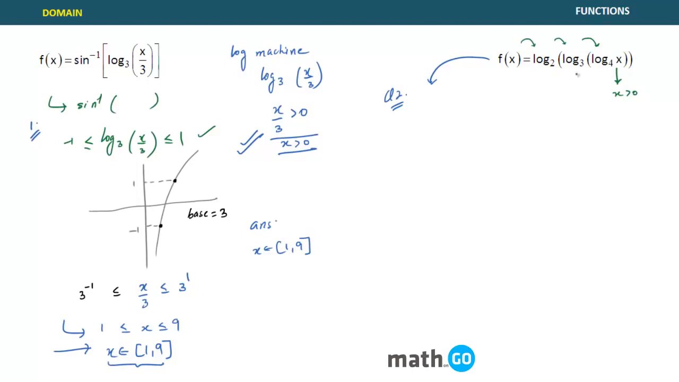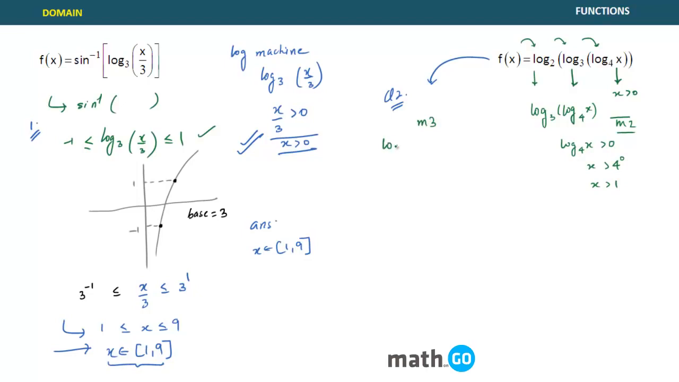Now if I start from the second machine, I'll also tell you a short trick for this. So machine 2 will be log base 3 of log base 4 of x, like this. For this machine to work, the input of this machine, that is this, should be positive. And if you solve, this becomes x raised to power x greater than 4 raised to power 0, and this says x greater than 1. So this is machine 2, M2, right? This is the third machine, M3.